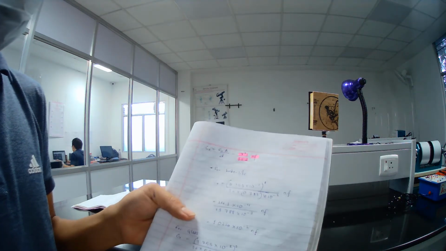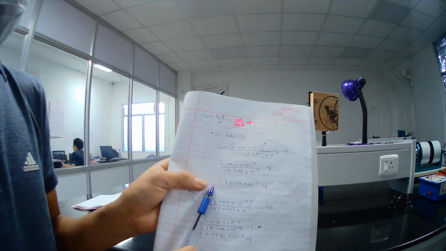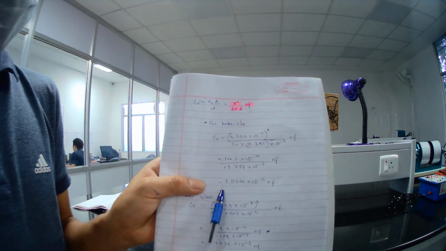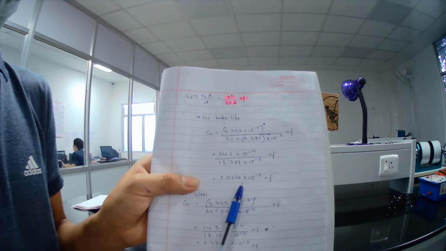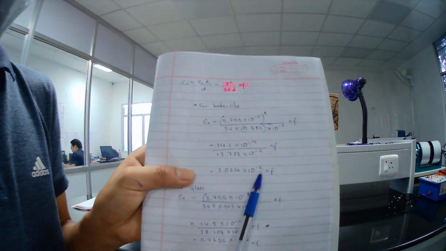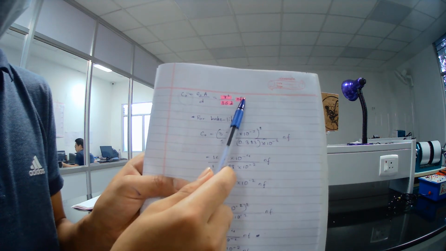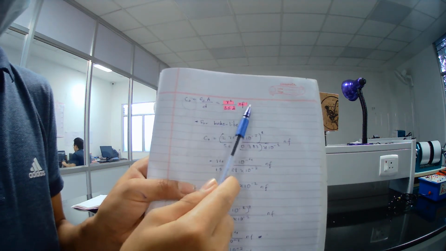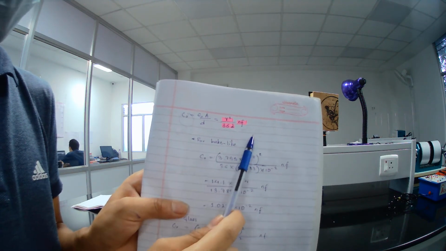And from this R and D we have calculated the C naught for bakelite. It is 1.0266 into 10 to the minus 2 nanofarad. In the formula, the unit is nanofarad. We have calculated and verified.